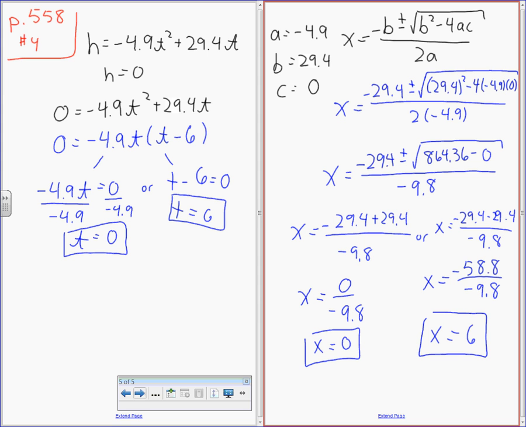So the question is, when will the rocket hit the ground? Luke, when will the rocket hit the ground? 6 seconds. Therefore, the rocket will hit the ground in 6 seconds.